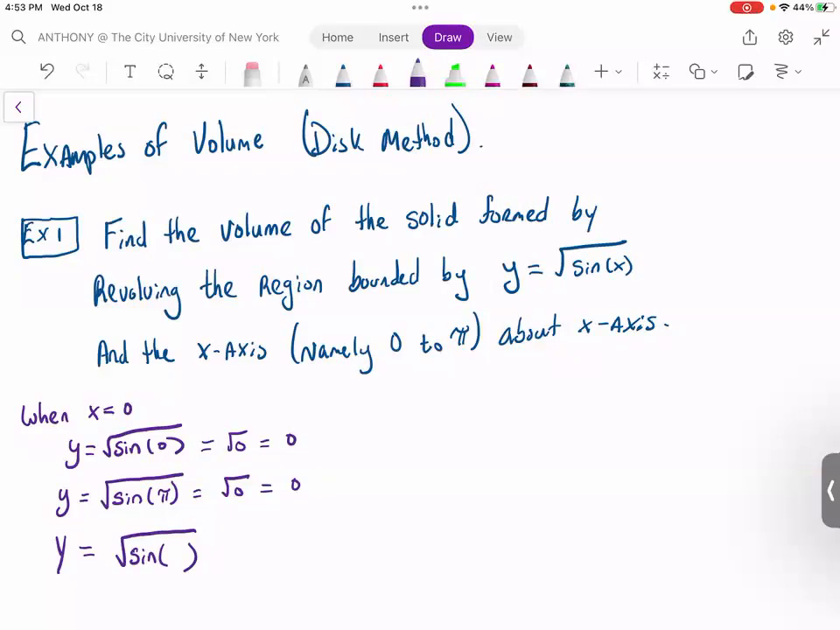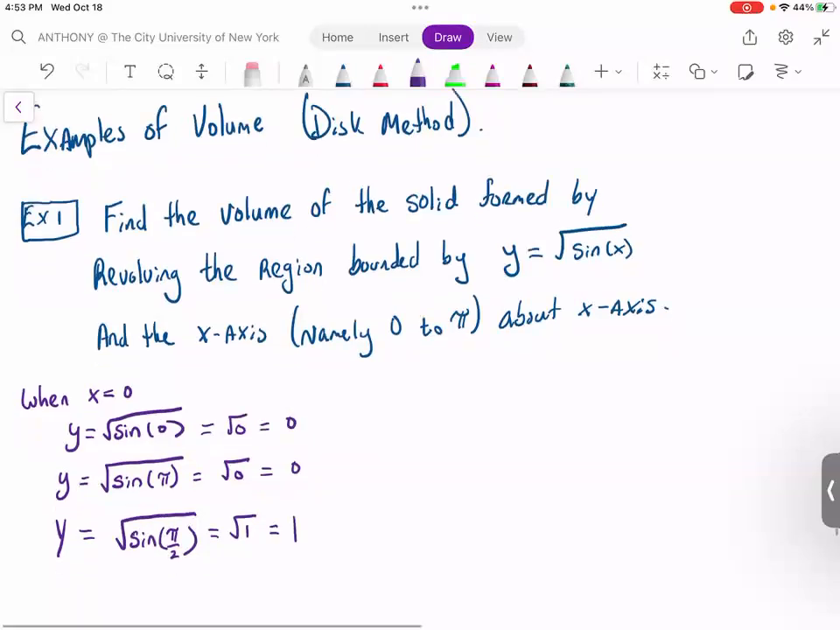What's a common angle do you think I want to use here between 0 and pi? 90 degrees, or pi over 2. What is sine of pi over 2? 1. Square root of 1 is 1. So I'm going to plot these 3 points and then make a quick sketch of this curve.